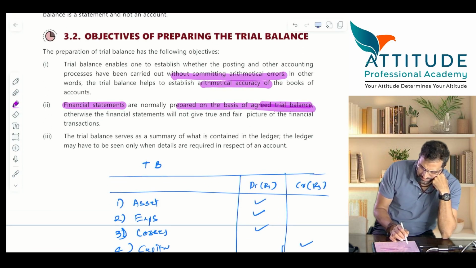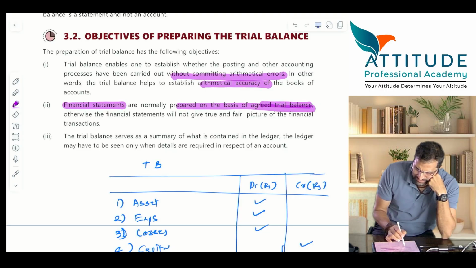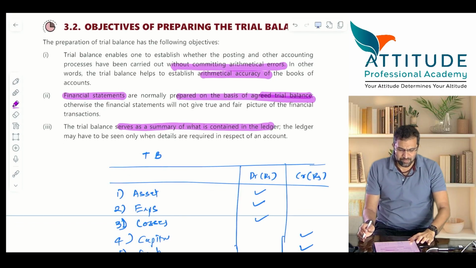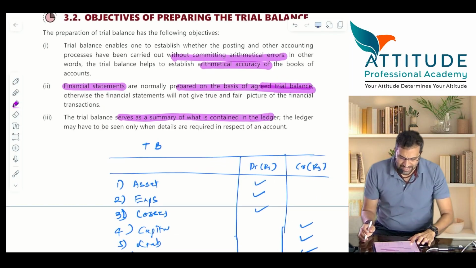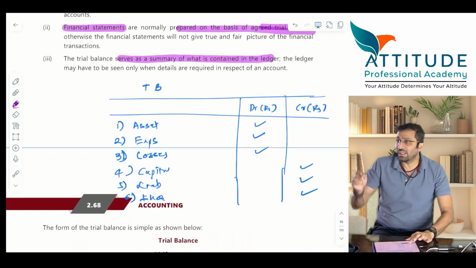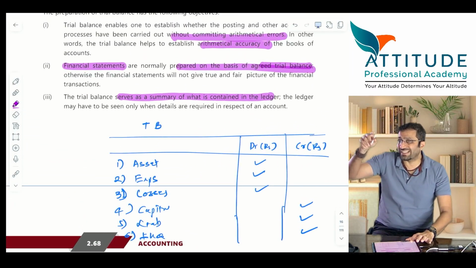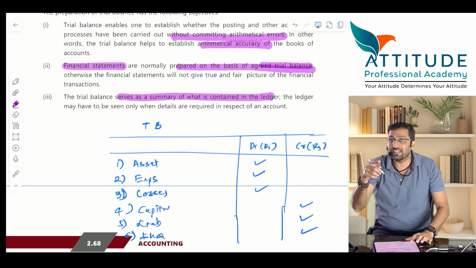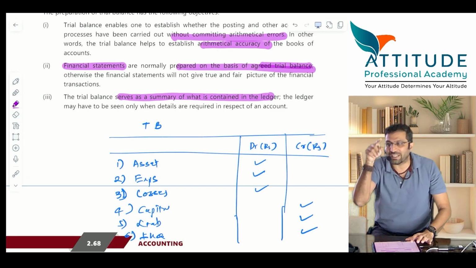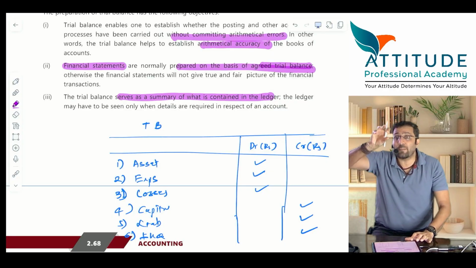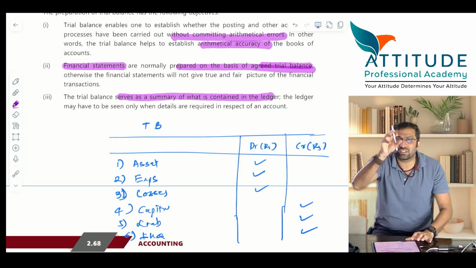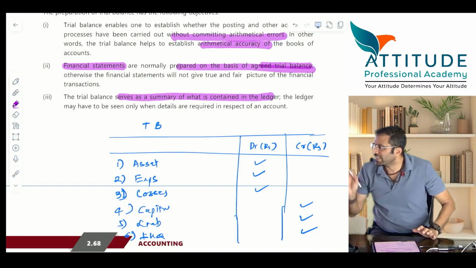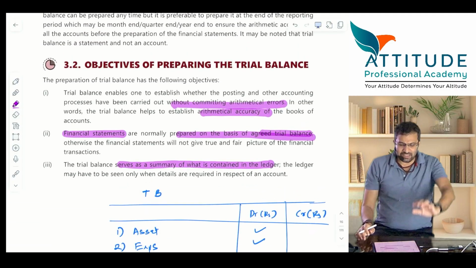Third objective, trial balance serves as a summary of what is contained in the ledger. Ledger may have to be seen only when details are required in respect of an account. So in that account, like for example, debtors account, where and when payment was made, when sale was made, then you have to go to a particular account. But if you want to know only the closing balance of debtors, trial balance is enough.